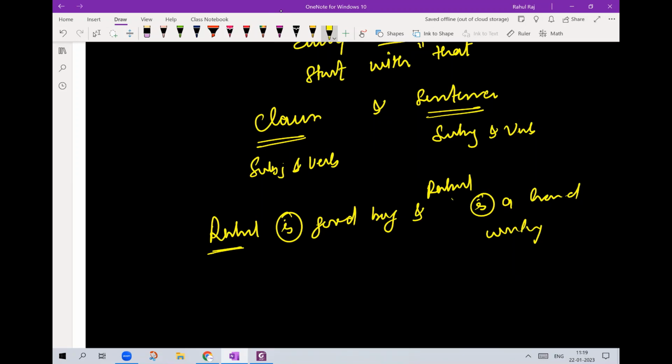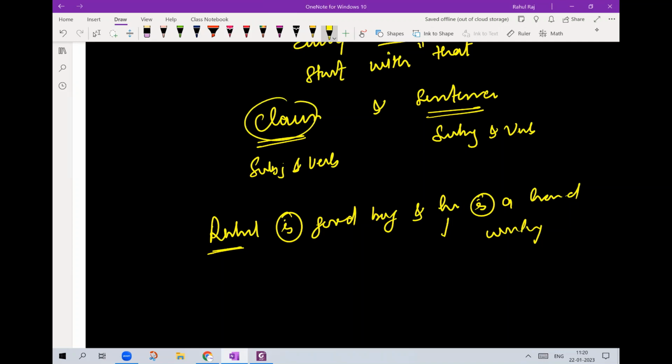If you are writing this entire description about Rahul in one sentence, you cannot use Rahul twice. It should come just once. Rahul is a good guy and he's a hardworking guy. If you use Rahul in place of he in the sentence, it will be wrong because it creates a redundancy. Simple logic. So I hope it's very clear what is clause and what is sentence.